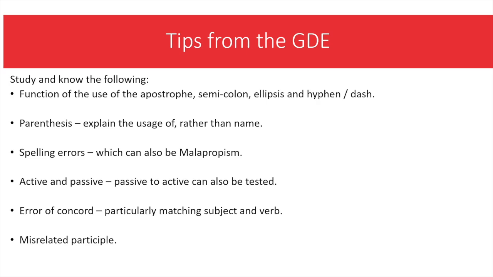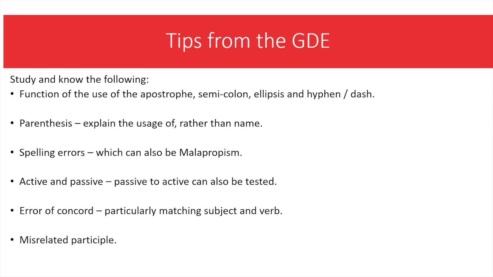So let's have a look at what they suggest you should focus on. First up is the use of apostrophe, semicolon, ellipsis, and hyphen/dash. You need to know the difference between the hyphen and the dash. Then parenthesis, explaining the usage, the function, rather than actually just naming it. Then spelling errors. You need to be able to understand and know your spelling rules, grade 11s. This can also lead to malapropism. You need to know active and passive voice. It can be tested either way. They could ask you to take it from active to passive or passive to active.